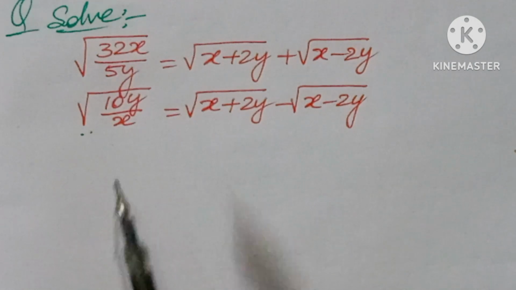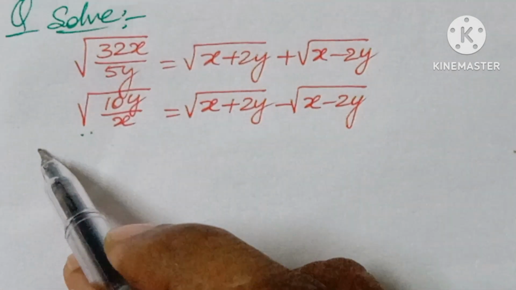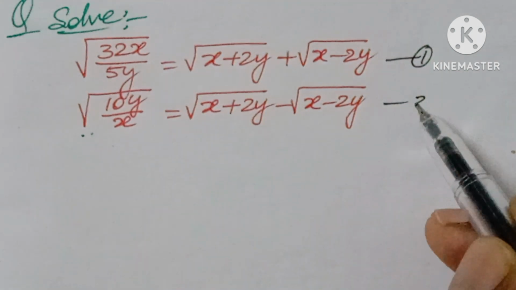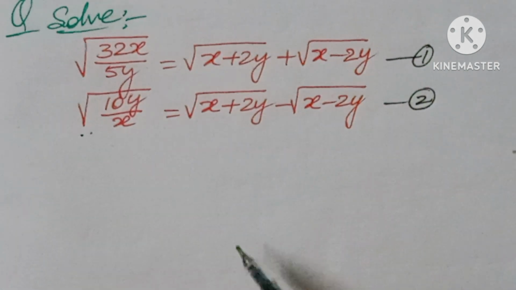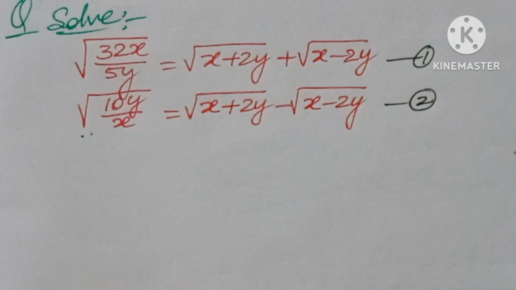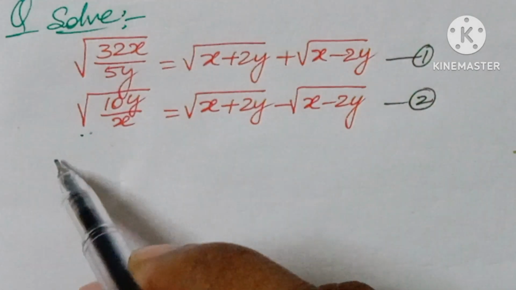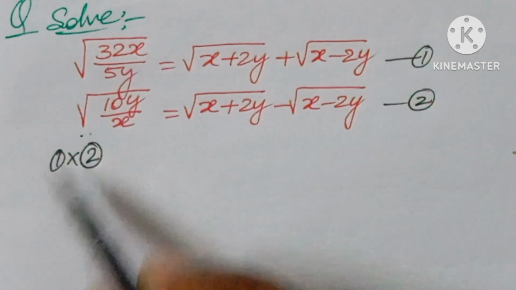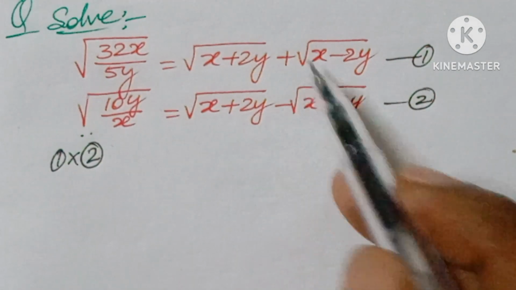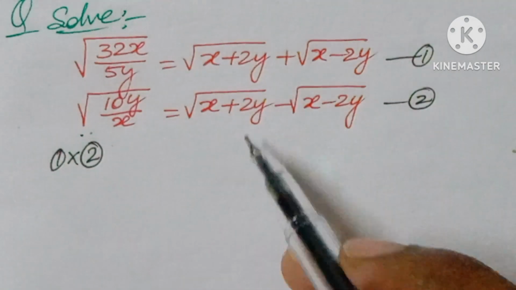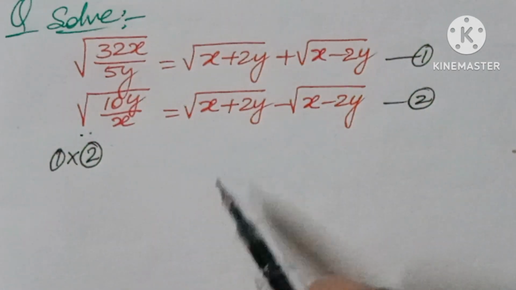So here, let the given equations be 1 and 2. If you want to solve this problem, you have to use one logic, that is, you have to multiply 1 and 2. Some members will do addition and subtraction, but adding 1 and 2 or subtracting 1 and 2, you won't get the answer.